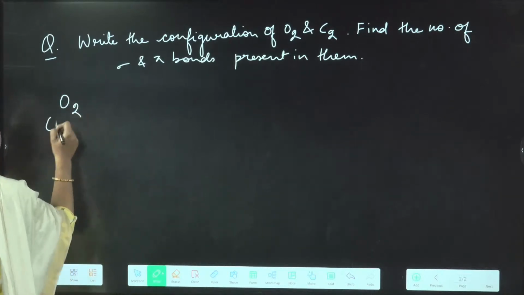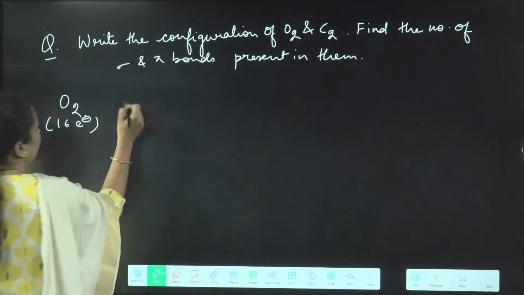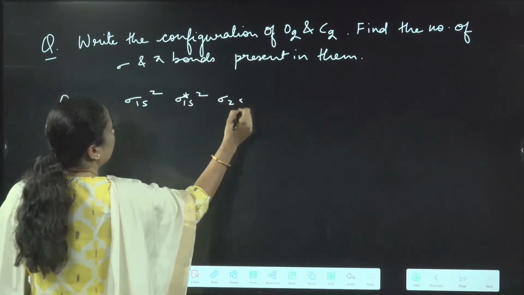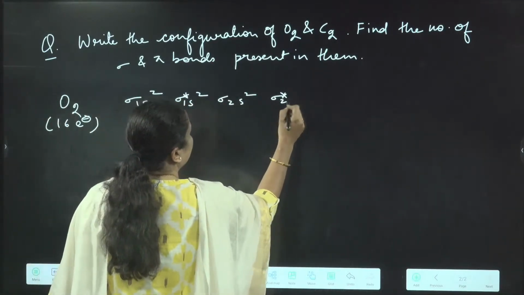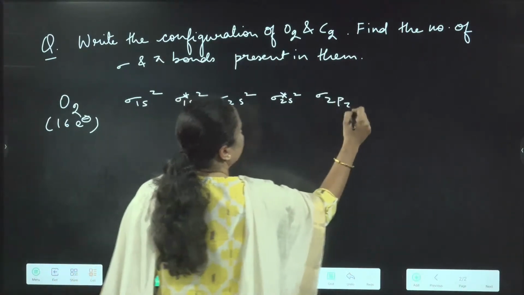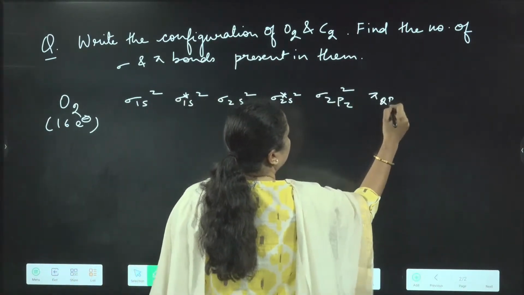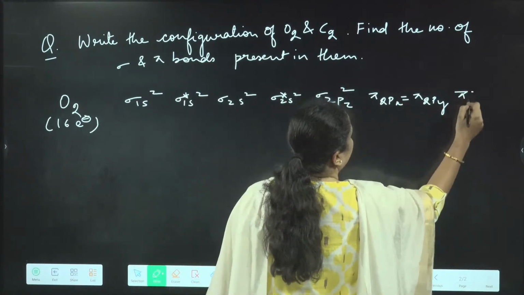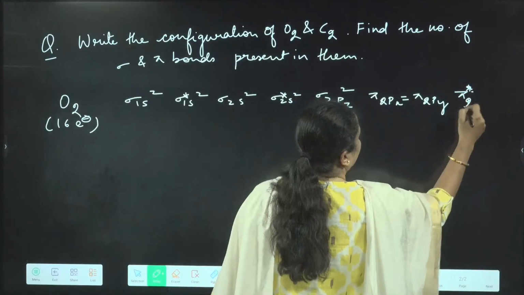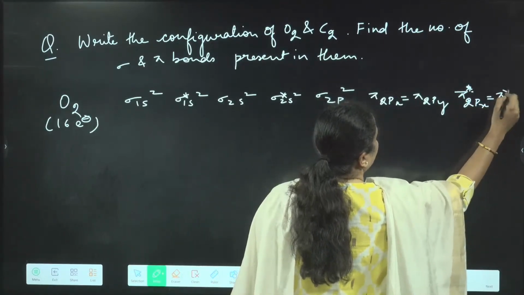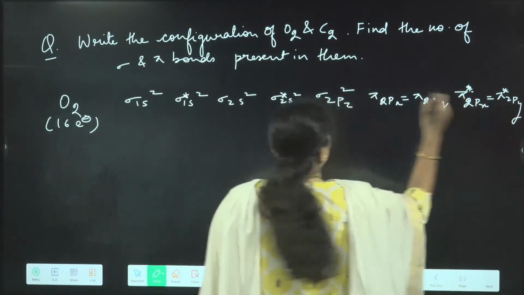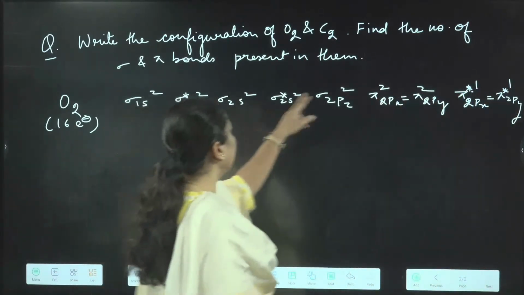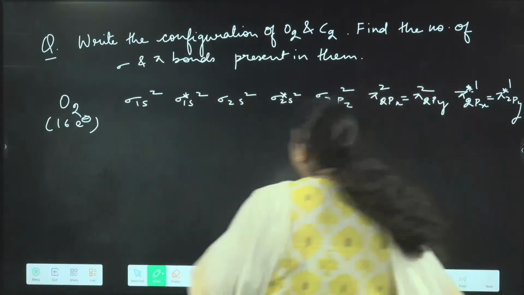For O2, the number of electrons is 16. You will be writing sigma 1s2, sigma star 1s2, sigma 2s2, sigma star 2s2, sigma 2pz2, pi 2px2 equal to pi 2py2. Then you have pi star 2px1 equal to pi star 2py1. Here 1 electron each. So I hope 16 are done. 1, 2, 3, 4, 5, 6, 7, 14, 15, 16, right?